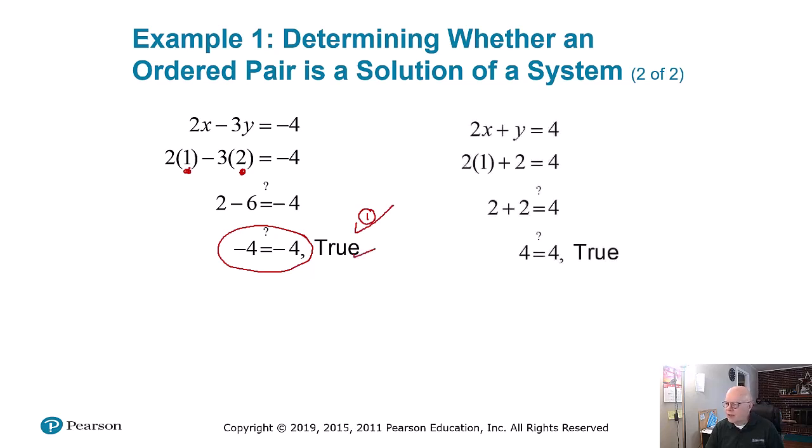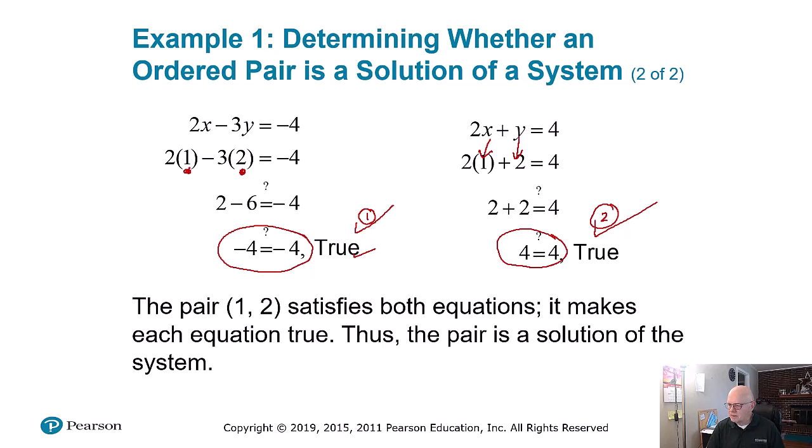But it's been good. So let's see. In the second equation, put the 1 in for x, the 2 in for y, and here we go. It works for that one too. Since it works for both of them, we have got a solution for our system of linear equations. Hooray!